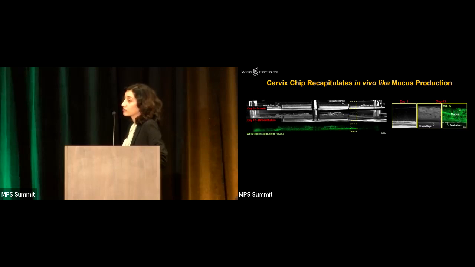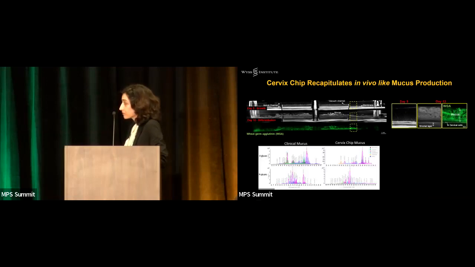But by day 12 of culture, when we are well into differentiation, we see formation of a thick mucosal layer on top of the epithelium, which is also positively stained with wheat germ agglutinin, a lectin-binding marker that binds to mucin type 5, the primary source of mucin in the cervical mucus.